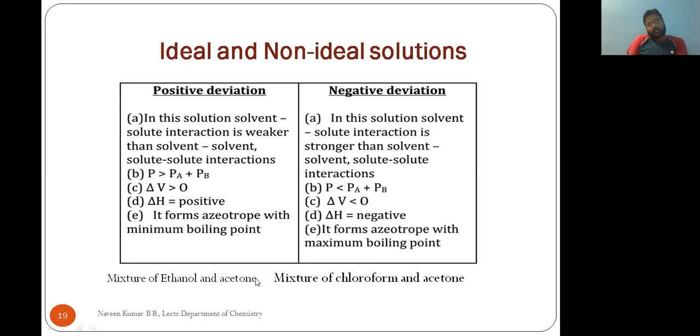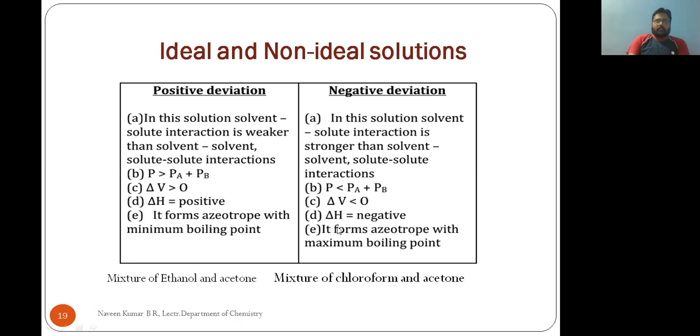Ethanol in water can be taken as a positive deviation showing solution. Another example is 95% ethanol in water. 68% nitric acid in water can be taken as an example of a negative deviation showing solution. A mixture of phenol and aniline can also be taken. Like this, many examples can help us understand the types.